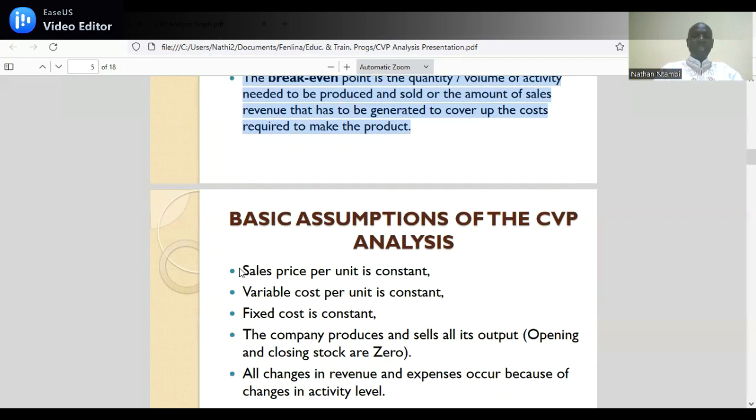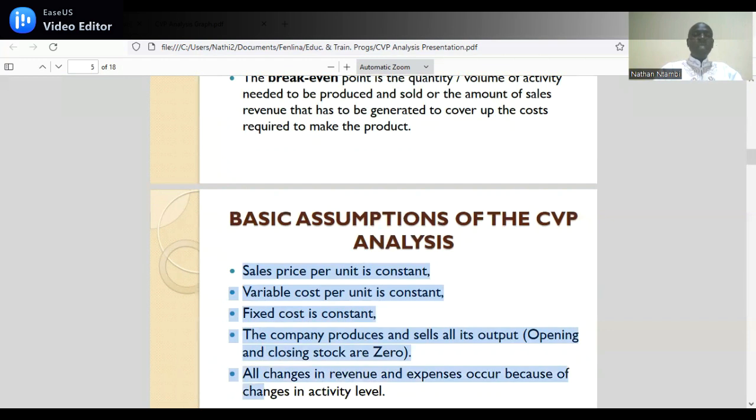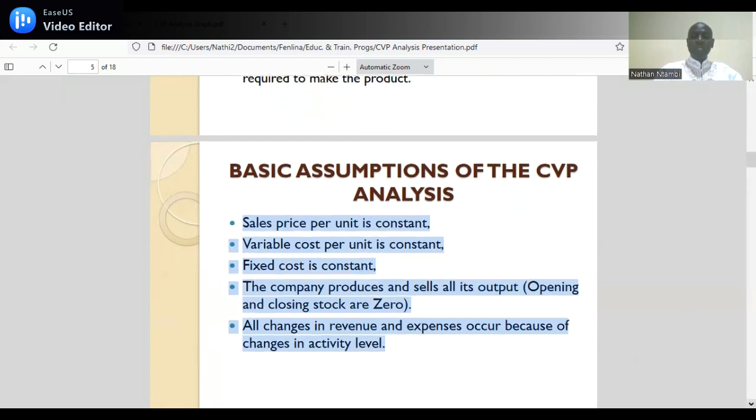We have some basic assumptions in the CVP analysis, and these are as follows. Sales price per unit is constant. Variable cost per unit is constant. Fixed cost is constant. The company produces and sells all its output. In other words, opening and closing stock are regarded as zero. All changes in revenue and expenses occur because of change in level of activity.